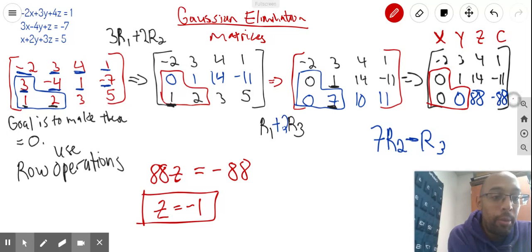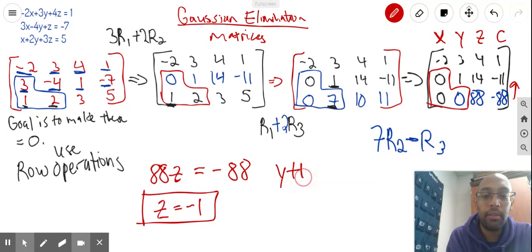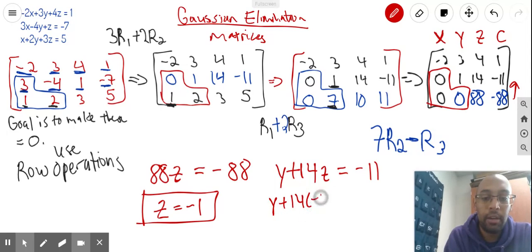Now we're going to move up a row, and we're now going to find y. Well, what's the equation in the second row? It is y plus 14z equals negative 11. Z is negative 1. So this gives me y plus 14 times negative 1 equals negative 11, which is just y minus 14 equals negative 11. So y is 3.